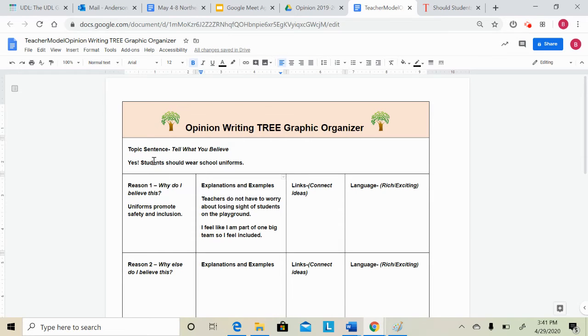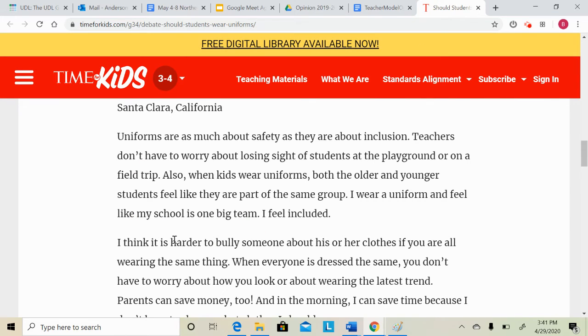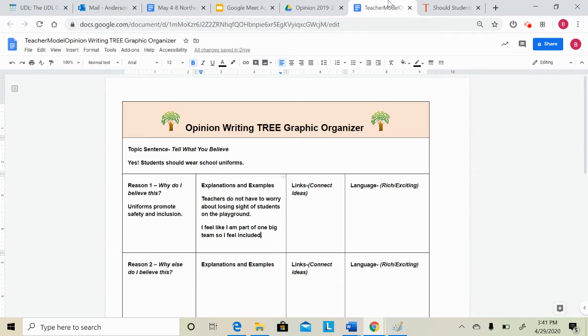She believes that students should wear uniforms because they promote safety and inclusion. An example of safety is teachers not losing sight of their students on the playground, and an example of inclusion is feeling like she is part of one big team. So now let's go ahead and see if there are any connecting ideas here. Hmm, I see one connecting word that Yuna uses is "also."